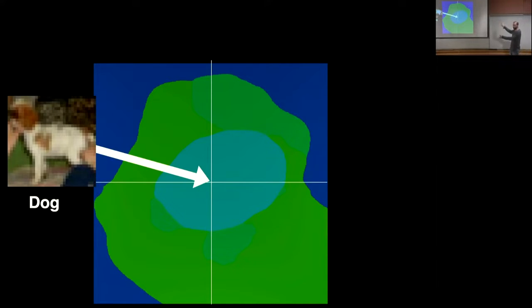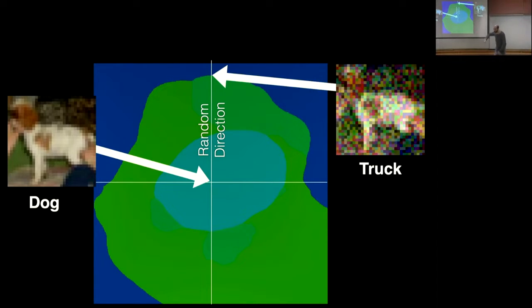So how is there a two-dimensional grid here? What I'm doing is I'm adding two kinds of random noise to this image. So I have this dog in the middle. I add a random noise vector as I go up y. So I end up with this image up here on top, which is classified as truck.